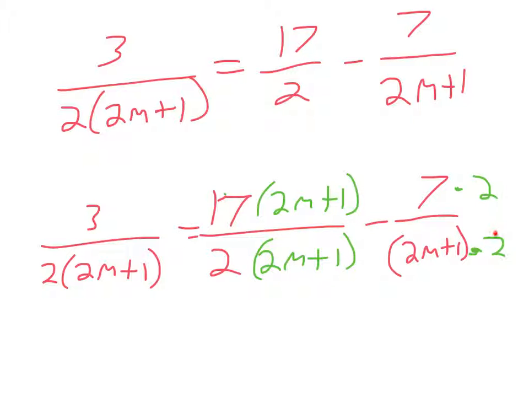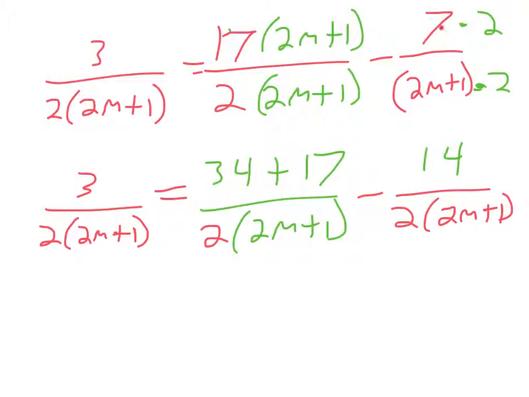So I multiplied by 2m plus 1 over 2m plus 1 here. I multiplied this one by 2 because you can see each fraction has a 2 and a 2m plus 1 now. So now we have common denominators, so we can do a little simplification. We can distribute that 17 here. We can multiply this 7 times the 2 here, and let's see what we have. So there, I just did those two simplifications.